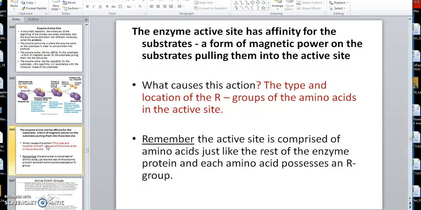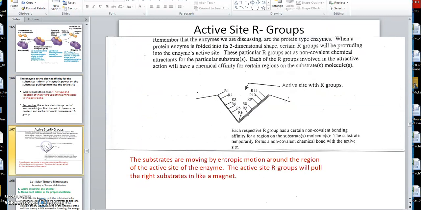What causes this action? It has to do really with the R groups. Remember the R groups in amino acids? Remember this is a folded string. And these R groups would have some degree of pull on the substrate.